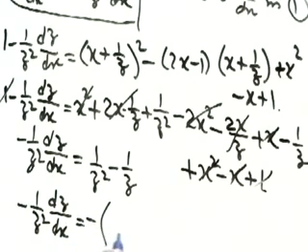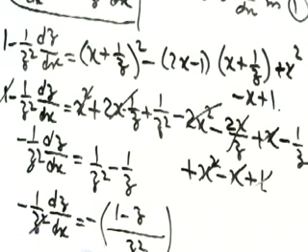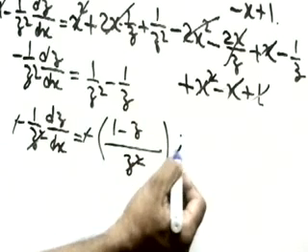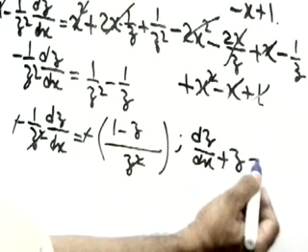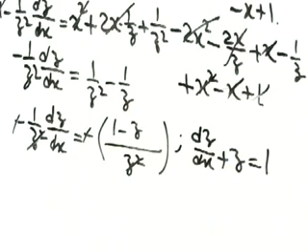Let me take minus also common so that we can cancel this one. So what is left here? If we take LCM z square, it will be 1 minus z. So this z square and minus will get cancelled. Now bring the minus z on the right side, it will be plus z. I'm writing here dz by dx plus z equals to 1. Now this equation is reduced to the linear equation. Now let me solve this linear equation.